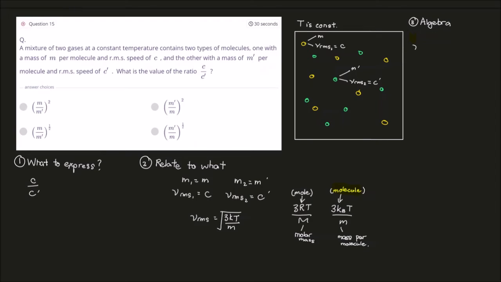So here they are finding VRMS 1 over VRMS 2. Okay, then they are both equal to square root of 3kT1 over m1, and this one will be over square root of 3kT2 over m2. Okay, so what do we know?